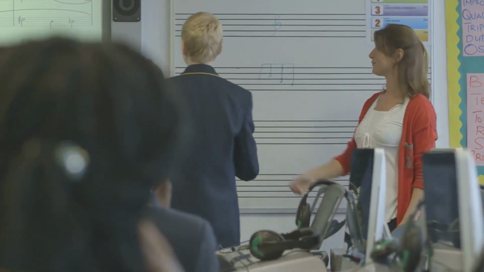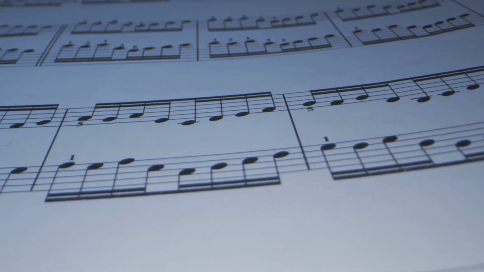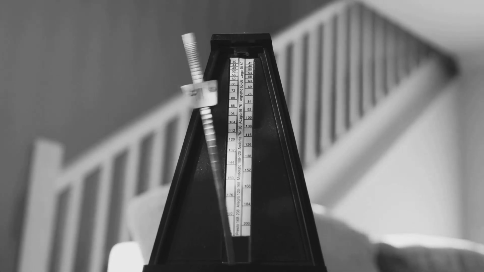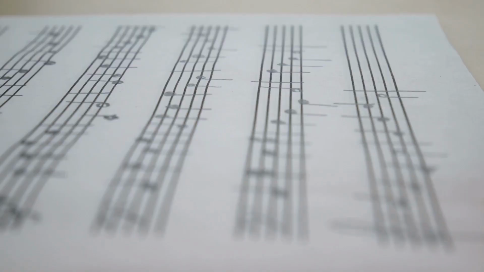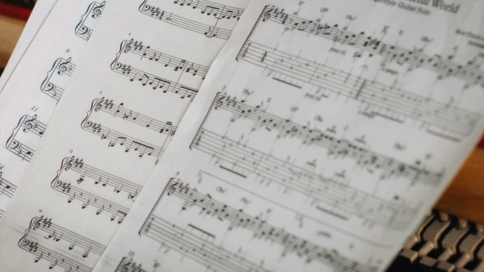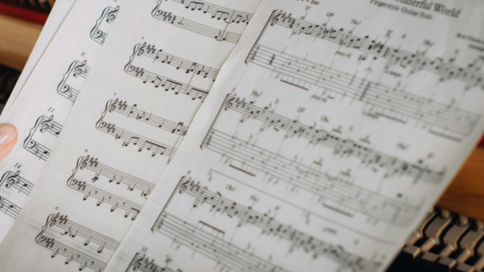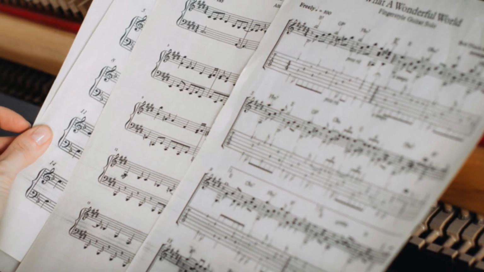Let's break it down. The top number tells you how many beats are in each measure. For example, a 4 on top means there are 4 beats in a measure. The bottom number tells you what kind of note gets one beat. A 4 on the bottom means a quarter note gets one beat. So, if you see a time signature of 4/4, it means there are 4 quarter notes in each measure.